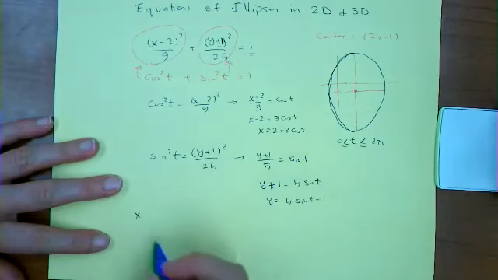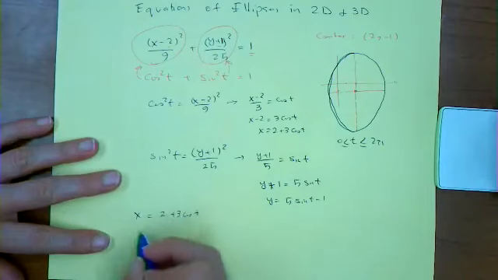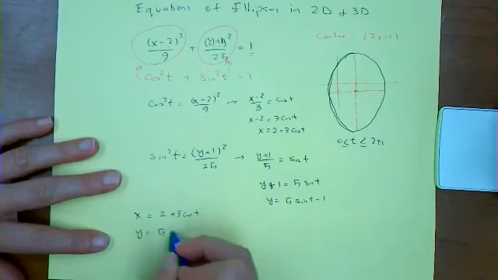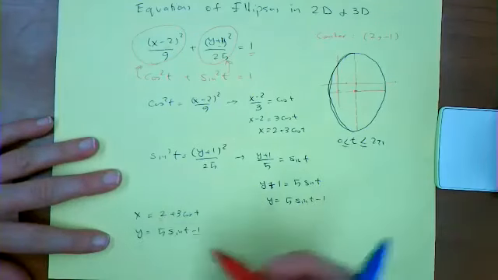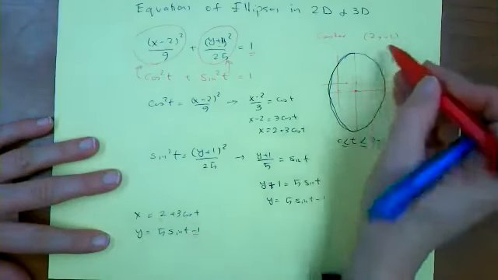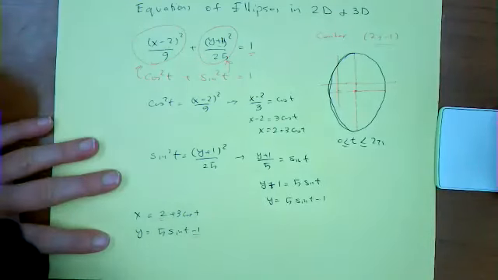Now I'm writing the parameterization as x equal to 2 + 3 cosine t and y equal to 5 sine t - 1. I want you to notice that the center appeared in here. That center that you found appeared right in here, basically.